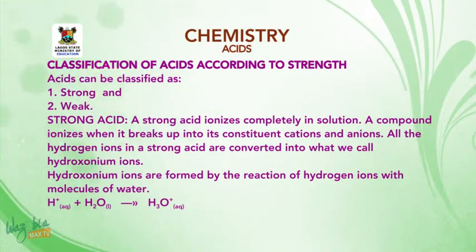Acids can be classified as 1, strong, and 2, weak. A strong acid ionizes completely in solution. A compound ionizes when it breaks up into its constituent cations and anions. All the hydrogen ions in a strong acid are converted into what we call hydroxonium ions. Hydroxonium ions are formed by the reaction of hydrogen ions with molecules of water.